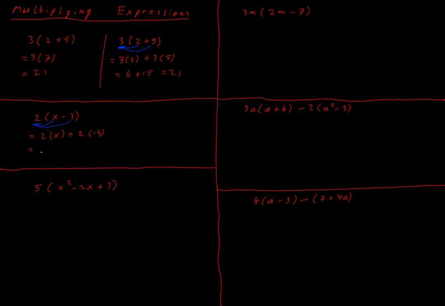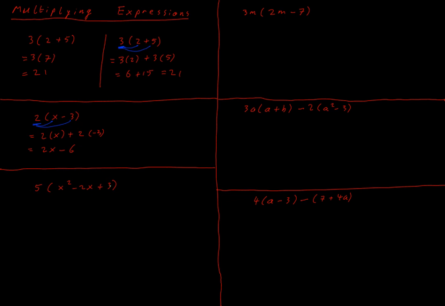So 2 by x is just written as 2x. Number sitting next to letter means multiply. And I have plus 2 multiplied by minus 3, plus multiplied by minus is minus, 2 multiplied by 3 is 6. And that's as far as we can go with that because this is an x and this is a number. We can't add dissimilar or unlike terms.